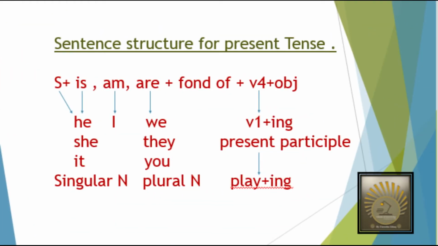So here you have the structure for present tense. The structure is subject plus is/am/are plus fond of plus fourth form of verb plus object. So here you can see that we use is with he, she, it and any singular noun. And we use am with I, we use are with we, they, you and plural nouns.